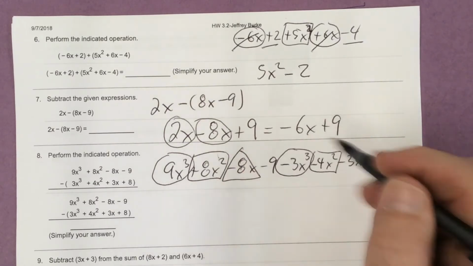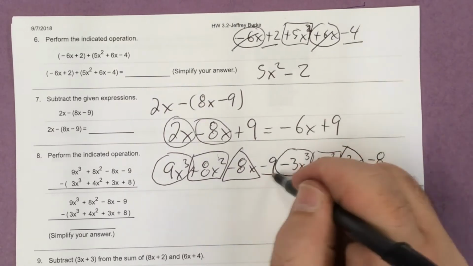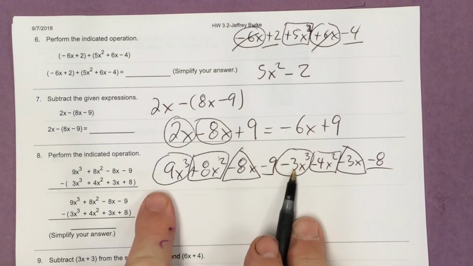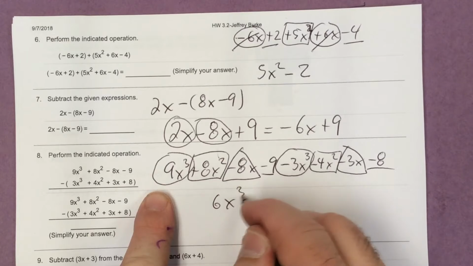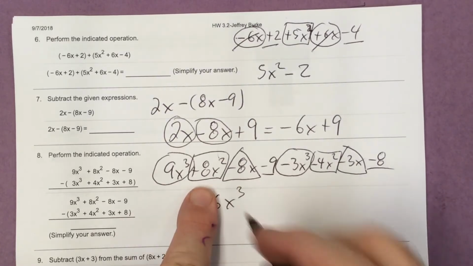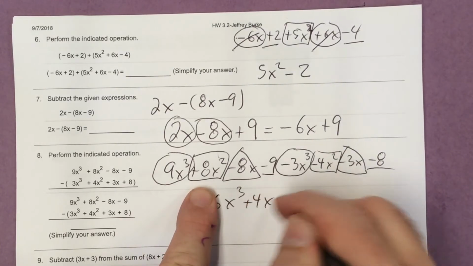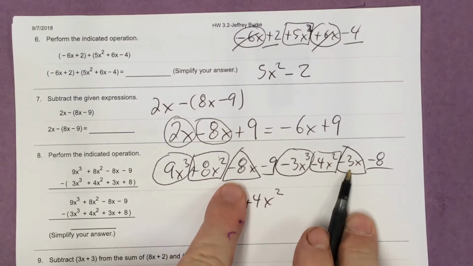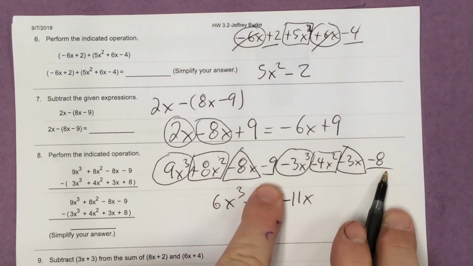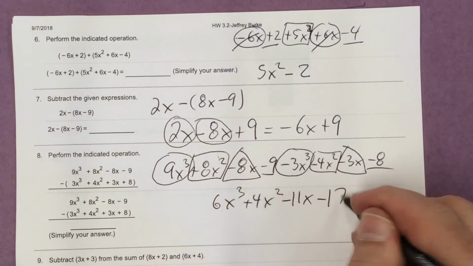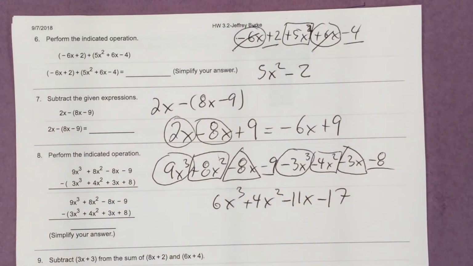Trying to use different shapes here. 9x to the third minus 3x to the third, or 9 minus 3, that's 6x to the third. 8x squared minus 4x squared, that's plus 4x squared. Negative 8x, negative 3x, that's negative 11x. And then negative 9, negative 8, that's negative 17. And that's going to be your final answer to that.